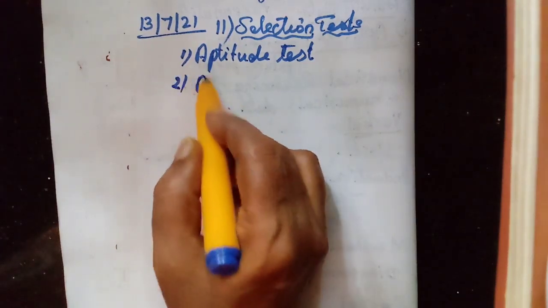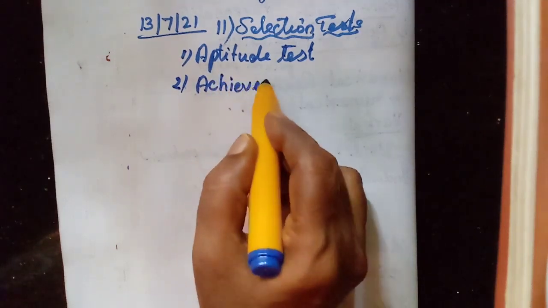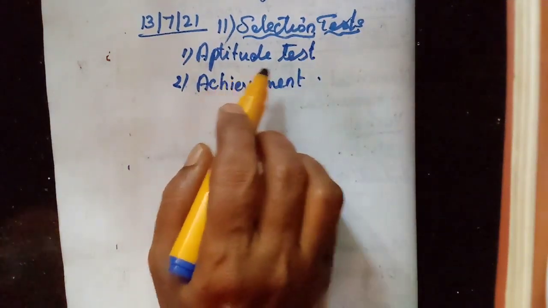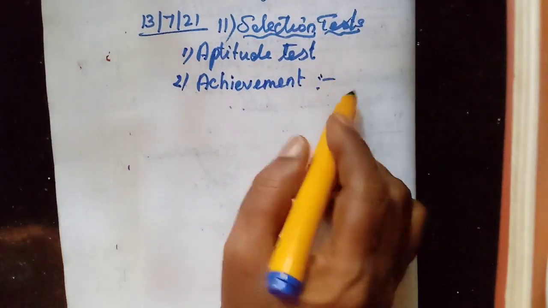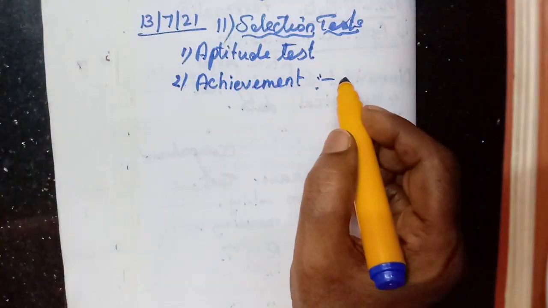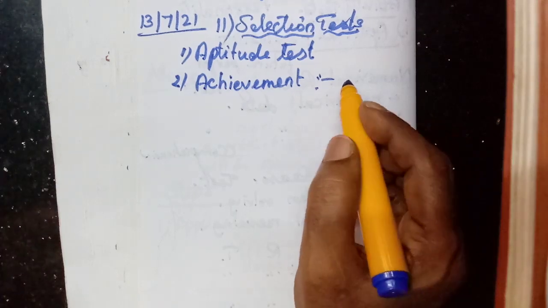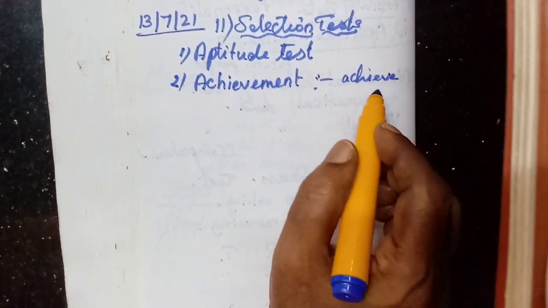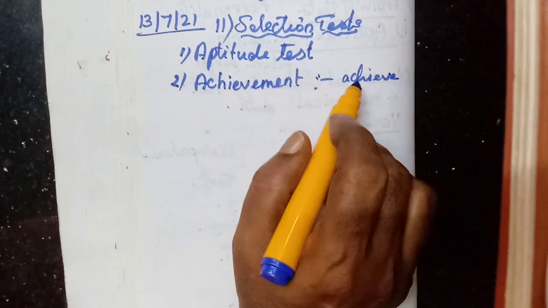Achievement test, intelligence test and judgment test. Okay. Now we will learn about the achievement test. So what is an achievement test? Here the employer will test the candidate's ability to achieve in a particular field. How he can achieve if he is given a particular job, that will be tested in this achievement test.